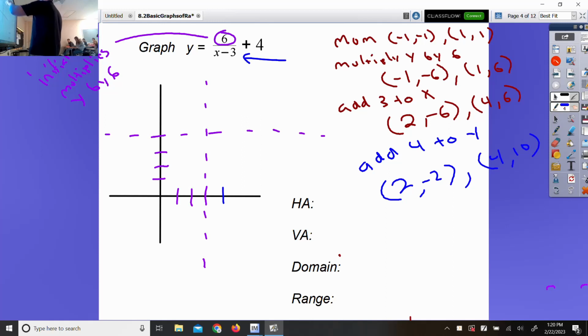I go right 4 and I got to rise 10: 5, 6, 7, 8, 9, 10. It's down off the grid. It's up here somewhere. I got to go right 2 and down 2. Down there.